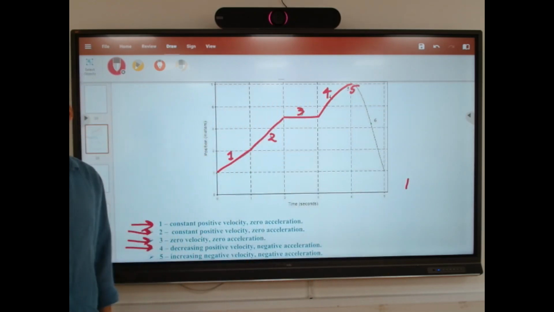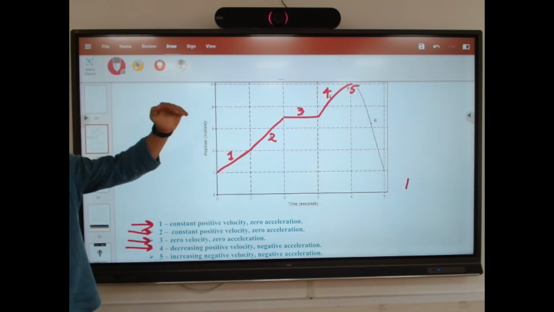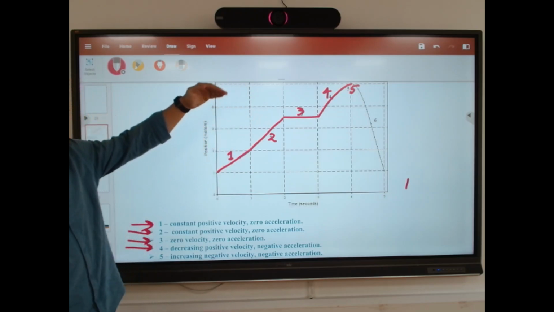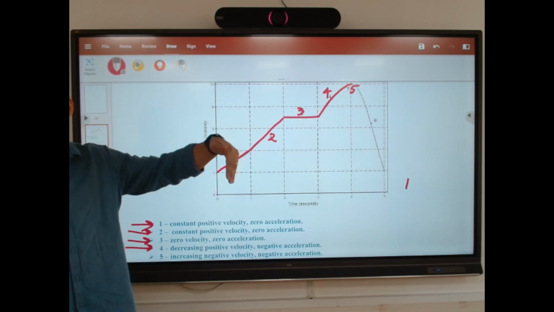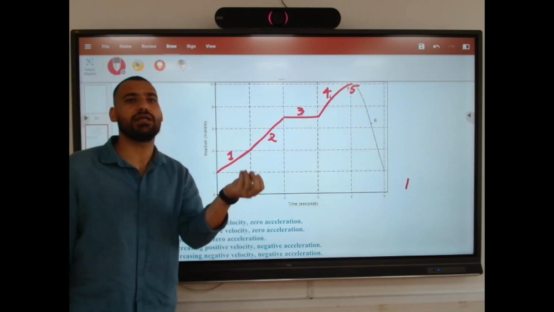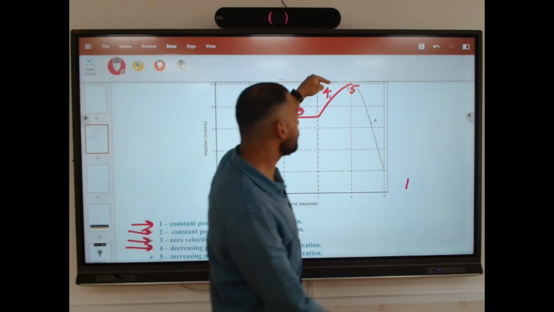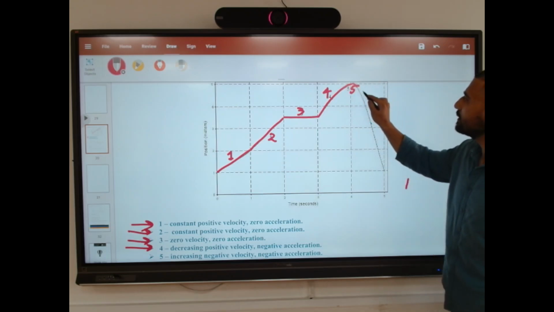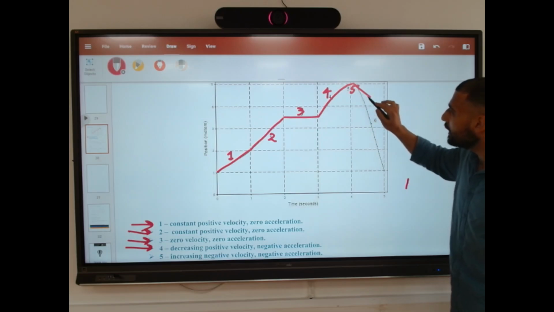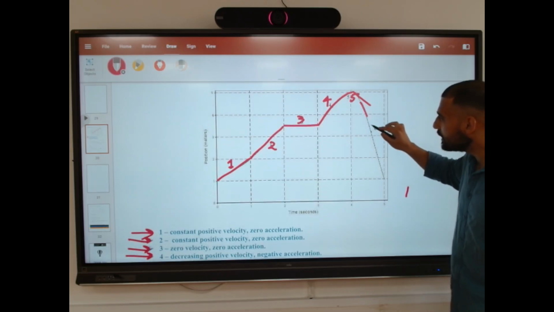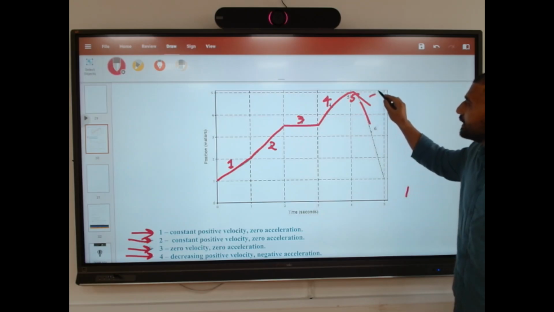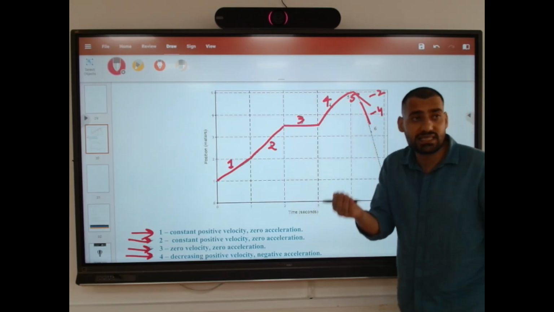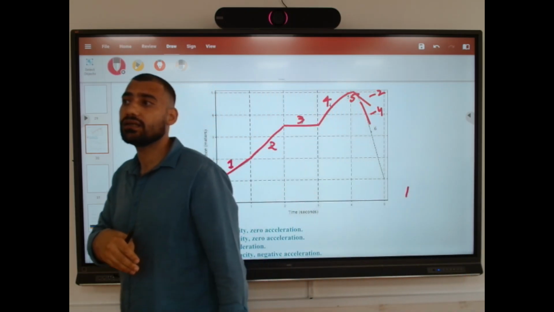Okay, what about 5? What is happening at this 5? See, at 5, we are having a negative slope. Negative slope itself means negative velocity. But a very important thing is, see, here the negative slope is something like this, isn't it? But if you take the point here, then it is more steep, isn't it? So it was less negative here, but here it is more negative. So what is happening? From less negative to more negative, it is?